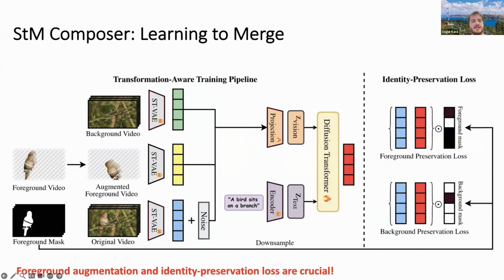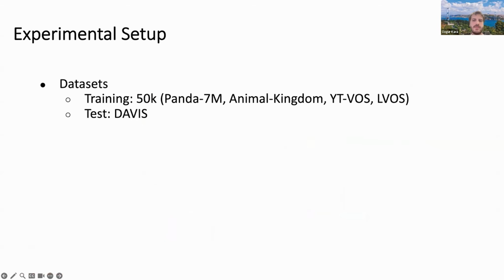And yes, as I described at the beginning of this page, foreground augmentation and identity preservation loss are crucial, because augmentation allows the model to learn how the foreground object interacts with the background video, whereas identity preservation loss allows us to preserve the output foreground and background with respect to the original inputs.